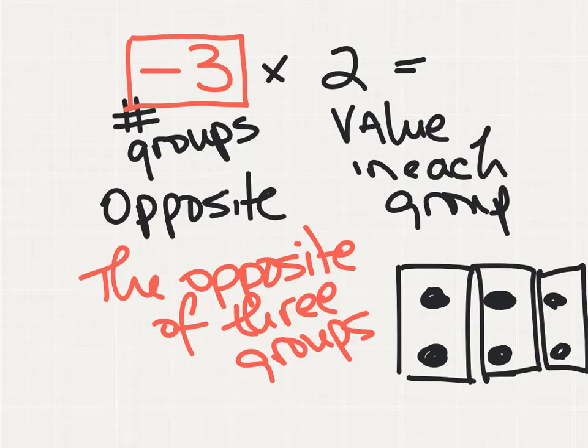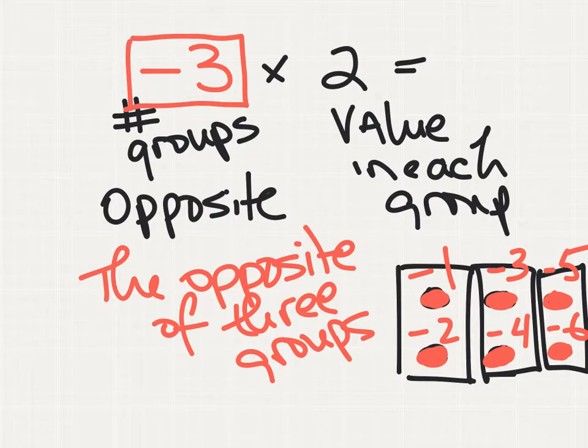And I'm interpreting the -3 as the opposite of +3. So I need the opposite of 3 groups of 2. Well, the opposite of 3 groups of +2 would be 3 groups of -2, which would then give me a total of -6. My product of -3 times 2 would be -6.